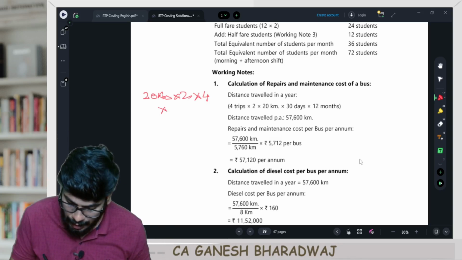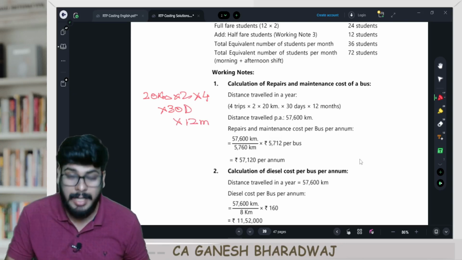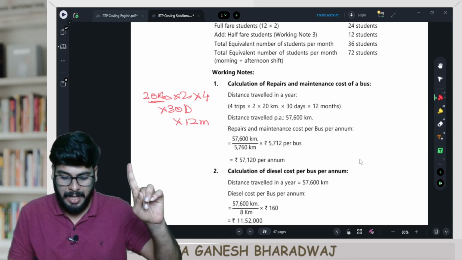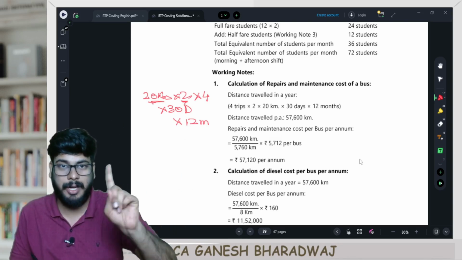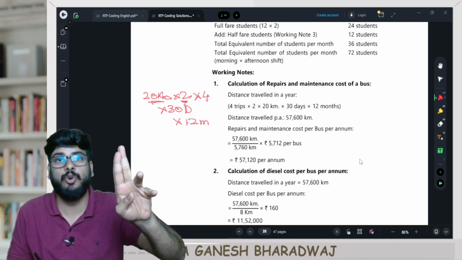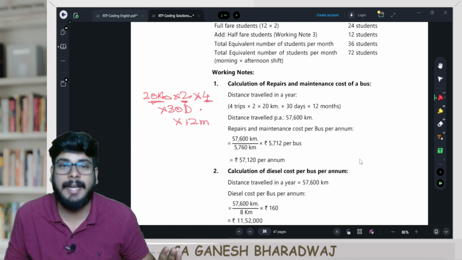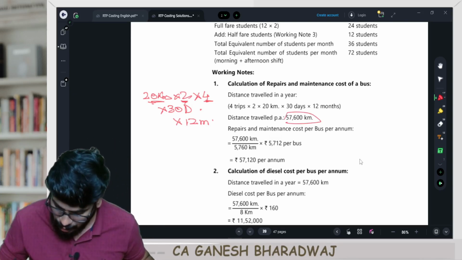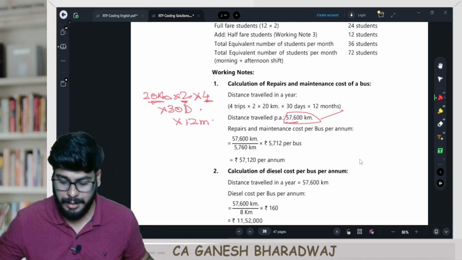Like that, there are 30 days in a month and there are 12 months in a year. So 20 kilometers is a one-way trip, into 2 makes 40 kilometers per round trip. Like that, 4 round trips are made, 2 for morning students and 2 for afternoon students. That's why into 4. Then 30 days in a month and 12 months in a year. If you calculate, it's going to be 20 into 2 into 4 into 30 into 12. That's going to be 57,600 kilometers in a year. Are you clear? This is the total distance traveled by one bus every year.